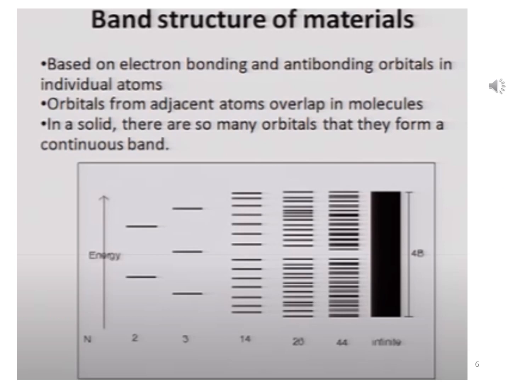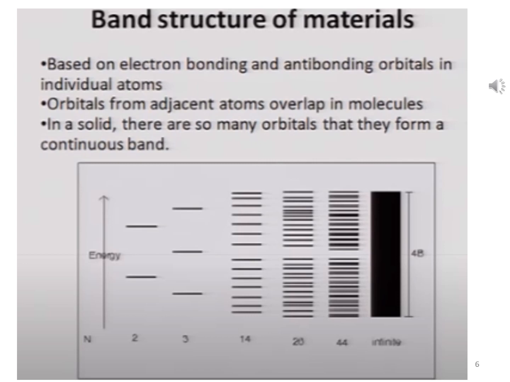The band structure of materials can be represented as in this figure, where at the bottom there is a number of atoms, and this arrow shows an increase in energy from down to upward. Orbitals are based on electron bonding and anti-bonding orbitals in individual atoms. Orbitals from different adjacent atoms overlap, and they can form different molecular orbitals.